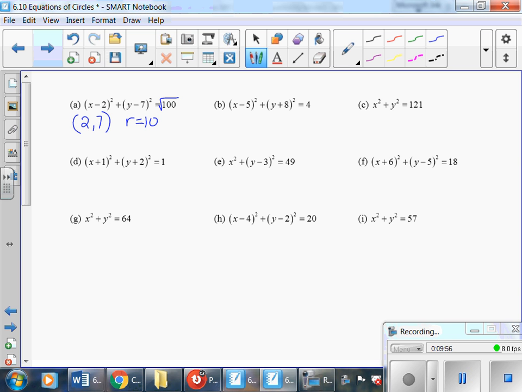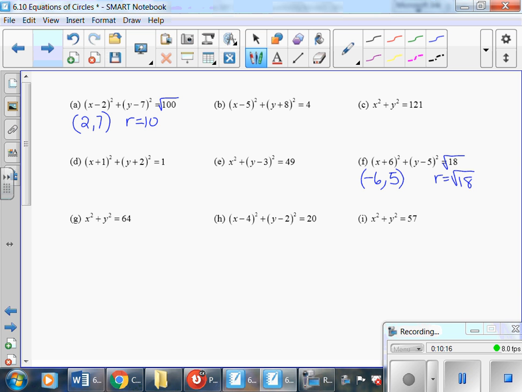Okay, let's pick another one. How about F here? I don't want to do all of them for you, but very easily I can see my center is -6, 5, and my radius is going to be the square root of 18, which it's telling us to round to the nearest tenth.